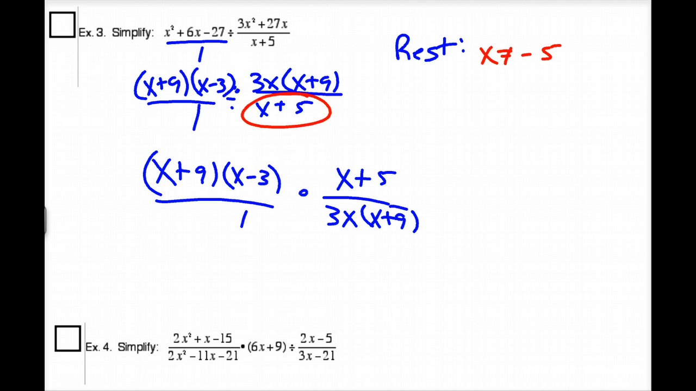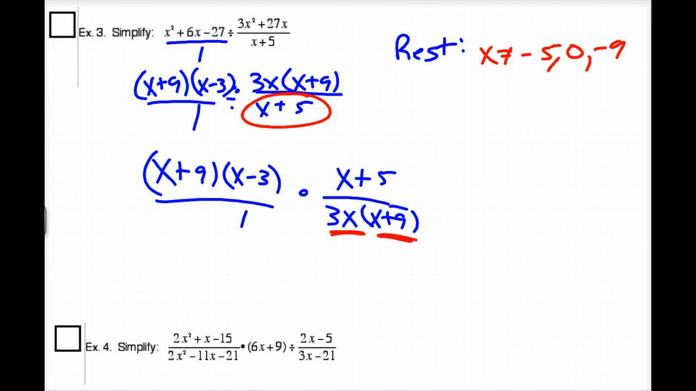But now what else is a restriction? What else caused a problem? Well, 3 times 0 would be bad down here, so that would make the denominator equal 0. And negative 9 would be bad right here because if you add negative 9 to 9, you get 0. So there are actually 3 x's that are bad here, all caused by the second part of the problem.